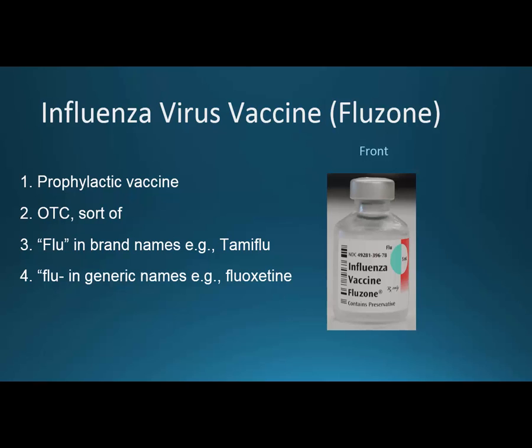Okay? But if you have flu, F-L-U, in a generic name, then it probably means that it's got a fluorine atom in it. It has nothing to do with the flu. So we're talking about something like fluoxetine, which is a selective serotonin reuptake inhibitor antidepressant, and that flu is just a fluorine atom that just happens to be in the molecule. There's flucytosine, there's fluconazole, which is an antifungal. So you really have to know not only the brand and generic, but which is which. And this is a great example of where flu comes in and can be a little bit deceiving.